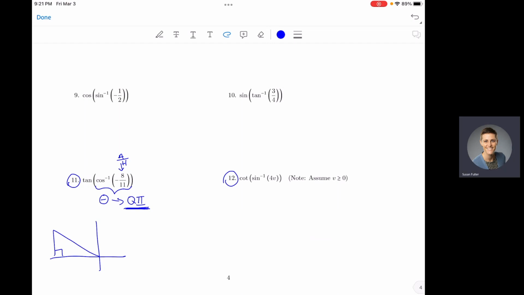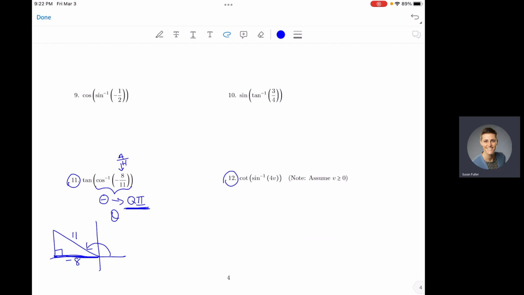And so when I do the inverse cosine of negative 8 over 11, this is going to give me some angle. I don't know what it is because it's not on the unit circle, but it's going to be an angle right here in quadrant 2 that has a cosine value of negative 8 over 11. That's adjacent over hypotenuse. So I know the adjacent side in this triangle is negative 8. My hypotenuse is 11. And this makes sense because this x side is along the negative x-axis. That makes sense that it's negative.